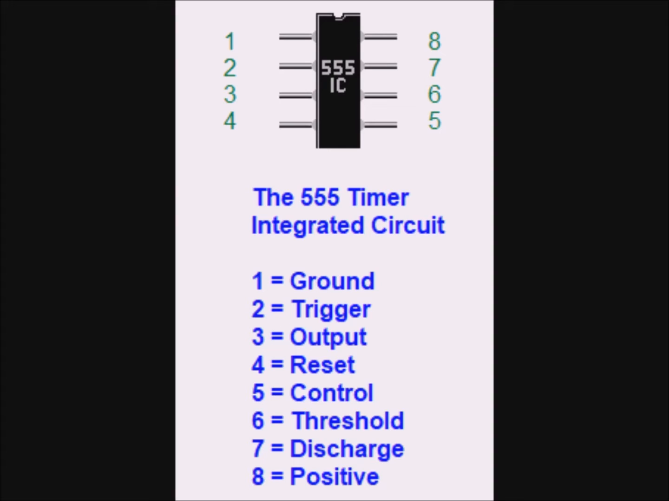When the voltage at pin 2 drops below 1/3 of the supply voltage, the timer turns on. To switch the 555 IC off requires the voltage at pin 6 to rise above 2/3 of the supply voltage. Pin 4 should be connected to the positive source. Pin 7 is the discharge. Pin 5 is rarely used.